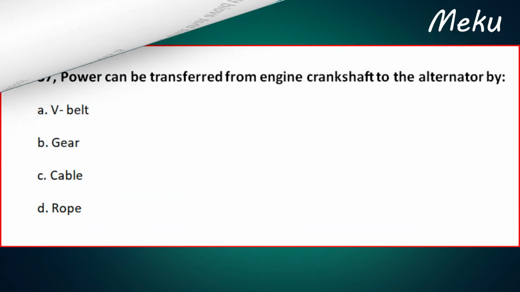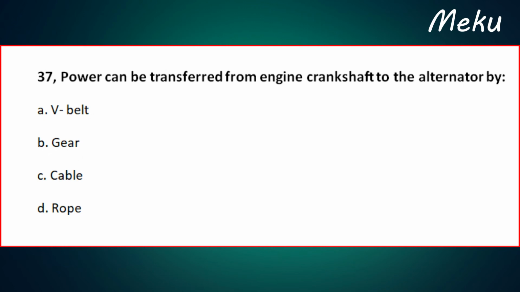37. Power can be transferred from engine crankshaft to the alternator by A. V belt. B. Gear. C. Cable. D. Rope.